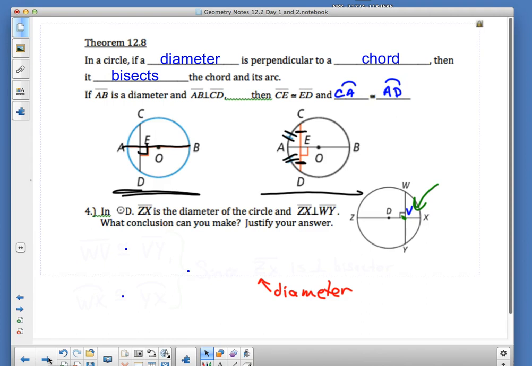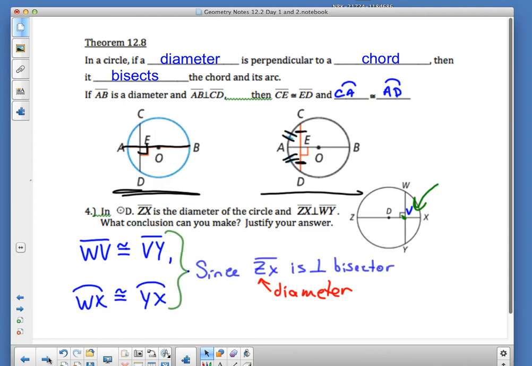I know if in circle D, ZX is the diameter of the circle and segment ZX is perpendicular to segment WY. Well, I know ZX is the diameter. It's a chord that goes through the center. I know that they're perpendicular, so I know that WV and YV are congruent. And I also know that the arc made by chord WY, that arc WY that splits up by WX and XY, is also congruent, those half arcs, because of what we just read in 12.8. I just applied a property. That's how I'd use it.